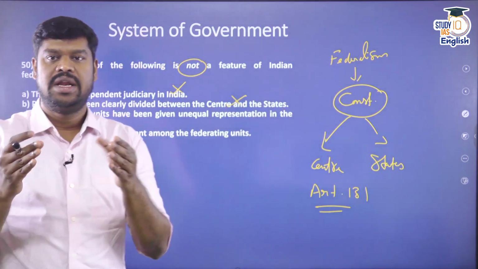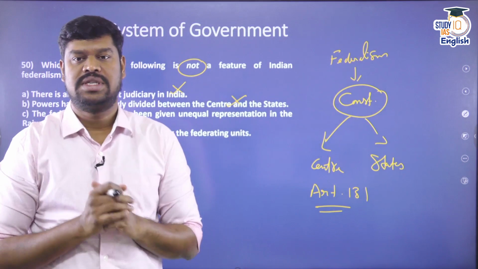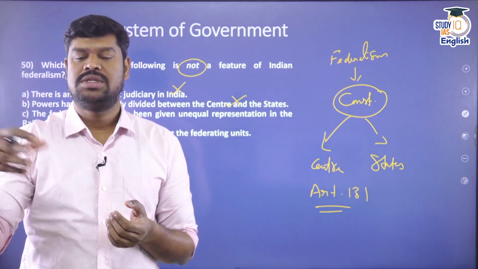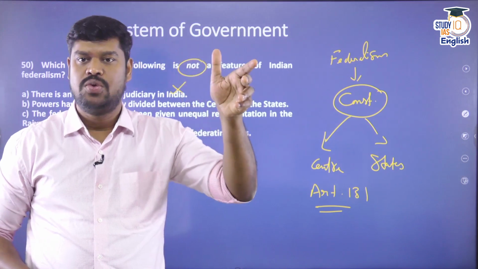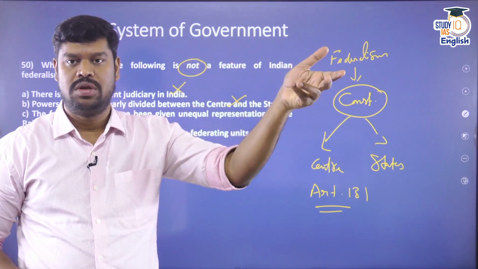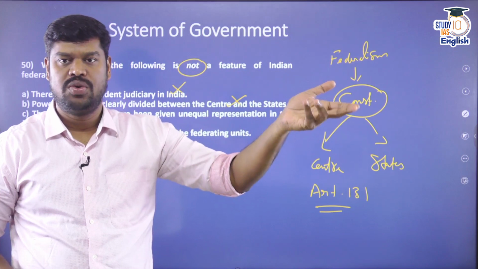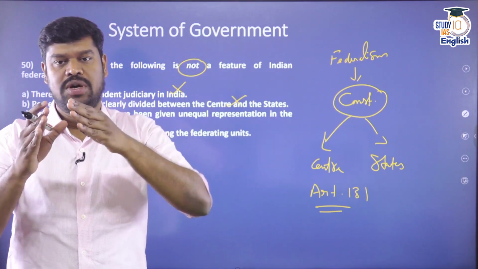The power has been clearly divided. Say for example, police is an item in the state list. So, police will be controlled by the state, but the national security defense is an item in the union list. So, the army will be controlled by the union government. So, in this way, what is the power of the center?